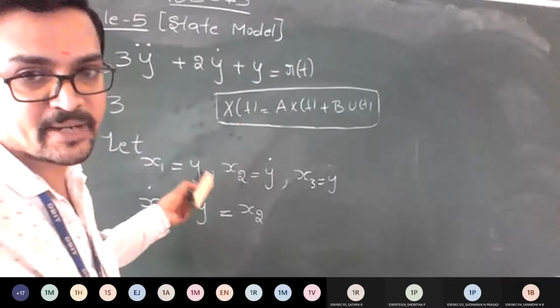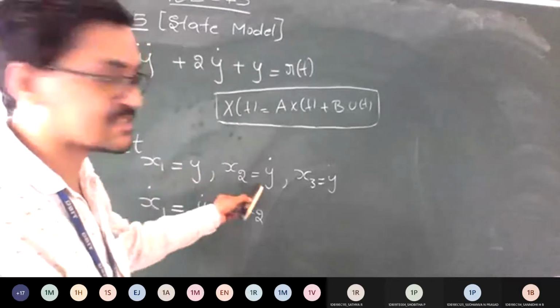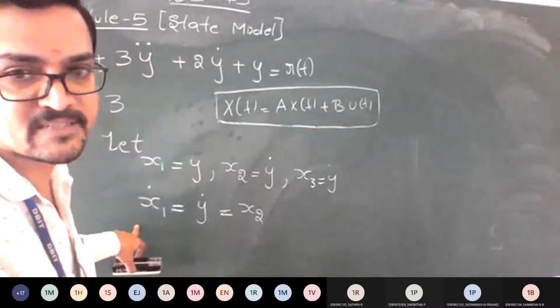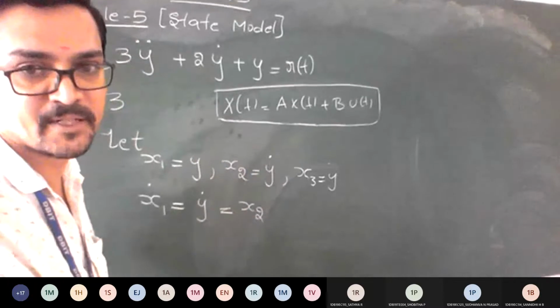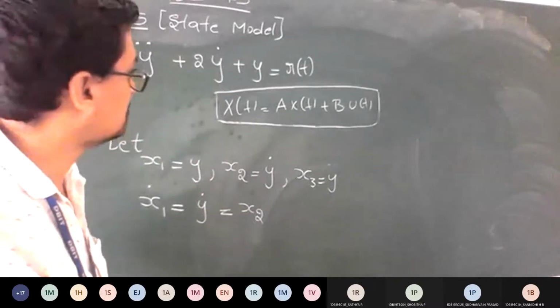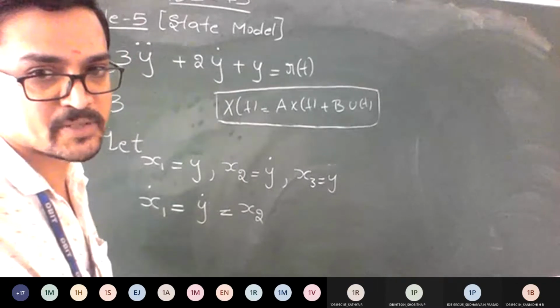Straight away apply the logic by making an assumption of state variables and performing differentiation. Whatever assumption you have made, that answer you can dump here. So I got x1 dot easily as x2. Any doubts? Anyone till here? Yes, sir. Shall I proceed?